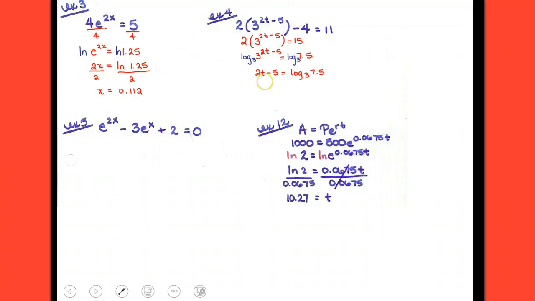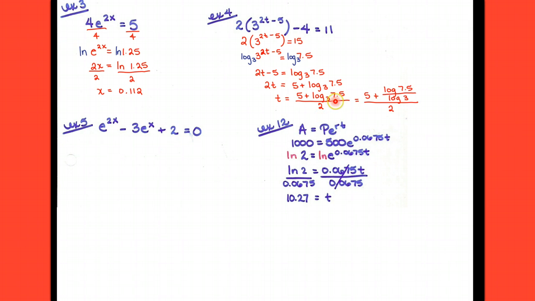All right, so trying to get t by itself, we'll add 5. And then what? Divide by 2. And the fun part of this is typing that into your calculator, right? Particularly if you have to use change of base, if you don't have that button on your calculator that allows you to put in whatever base you want.